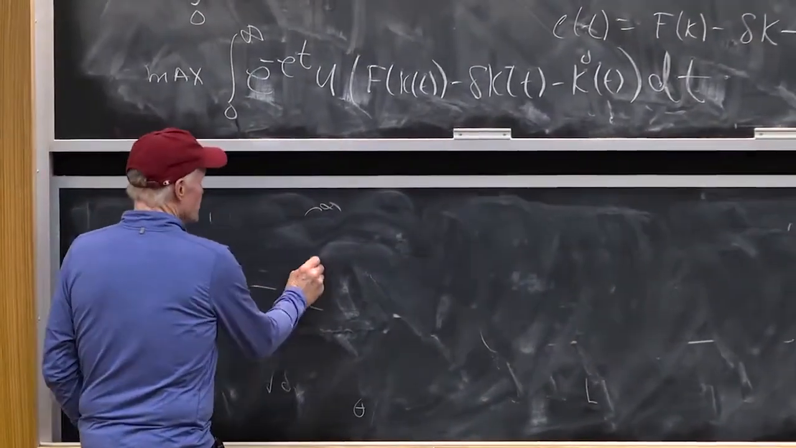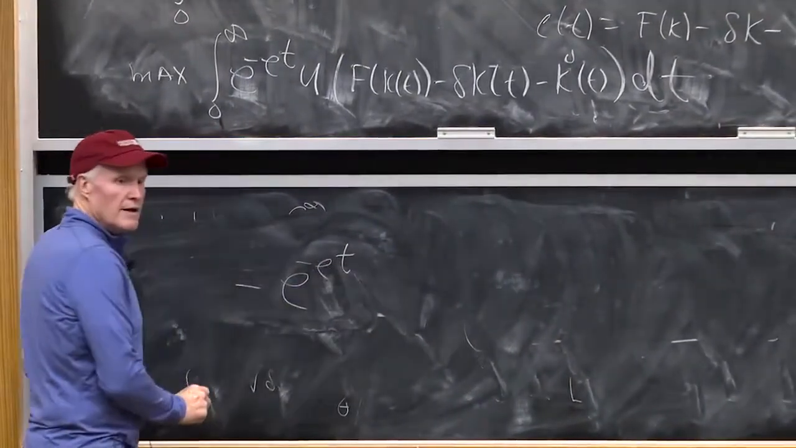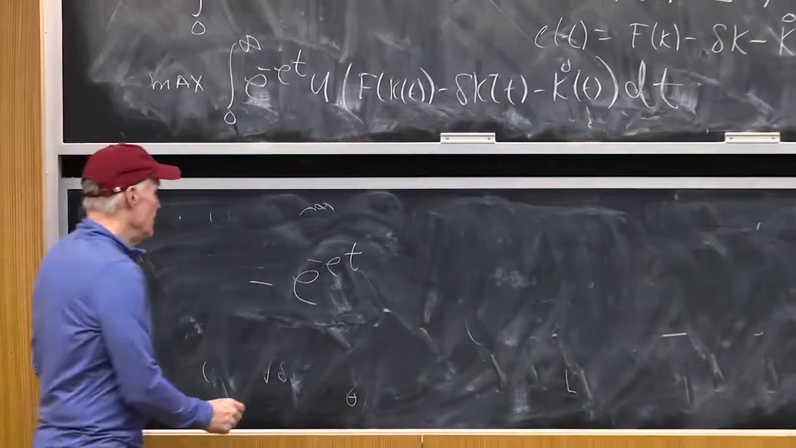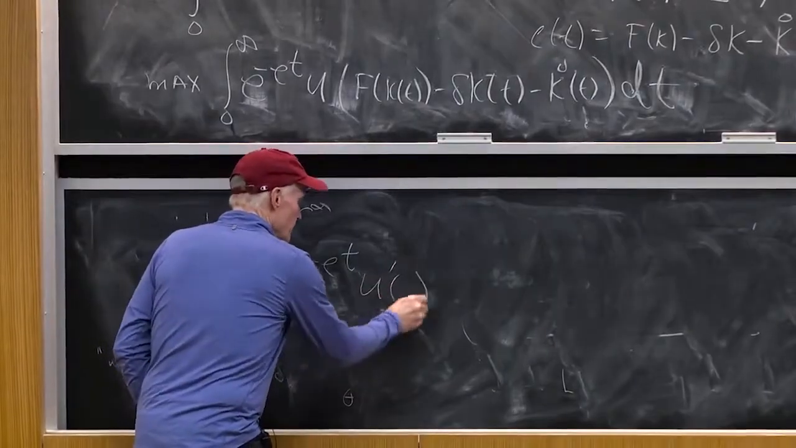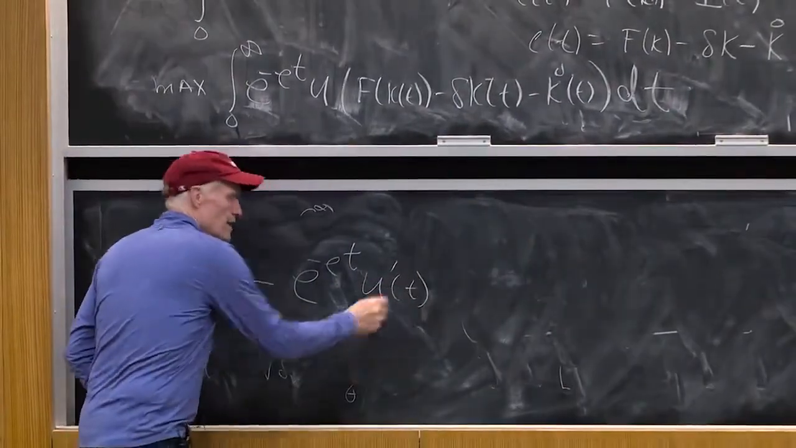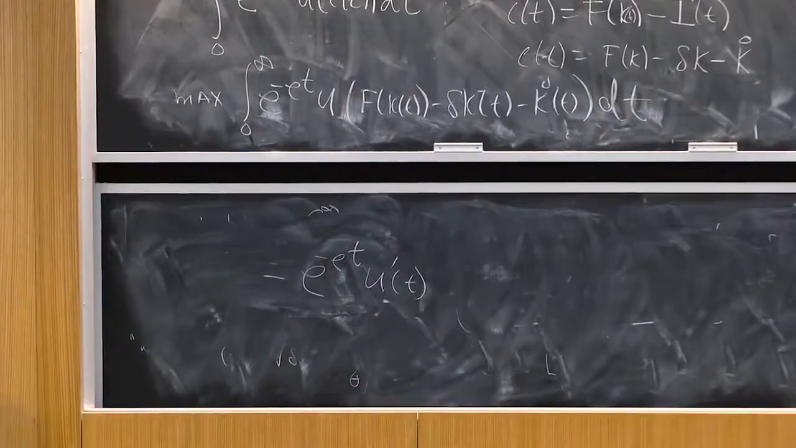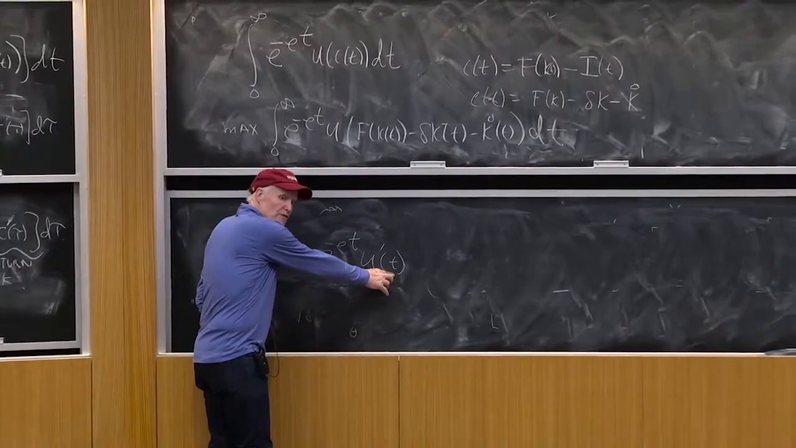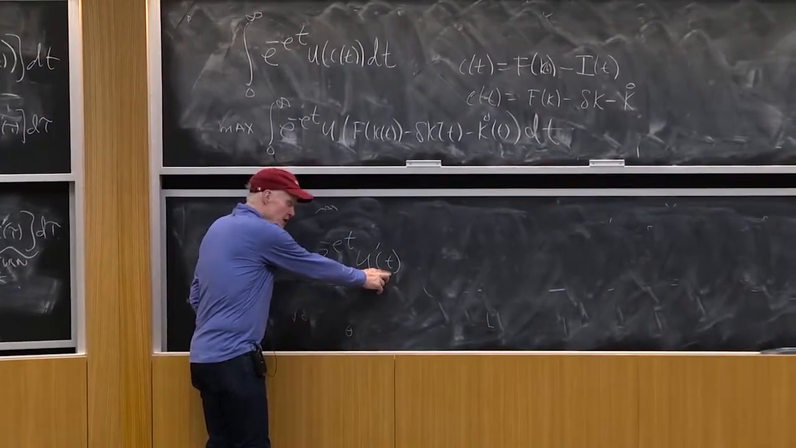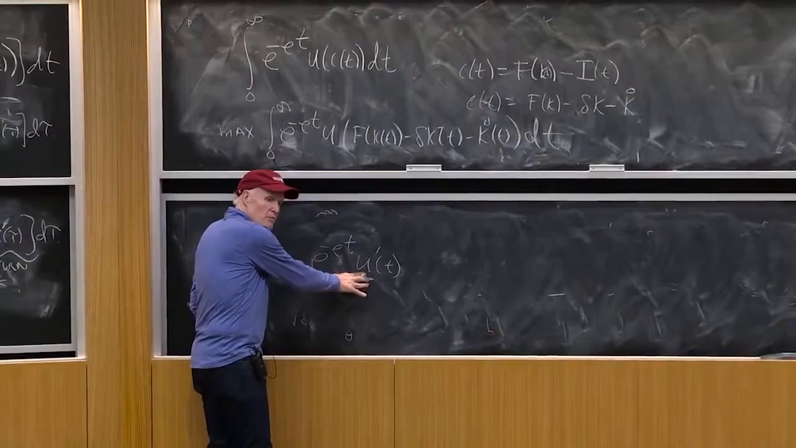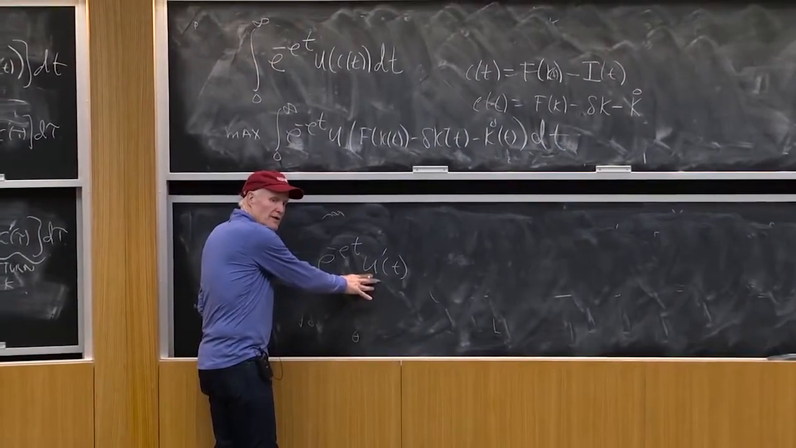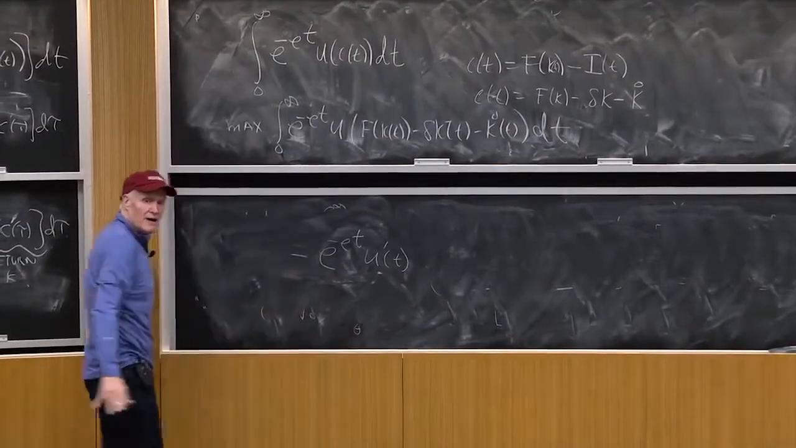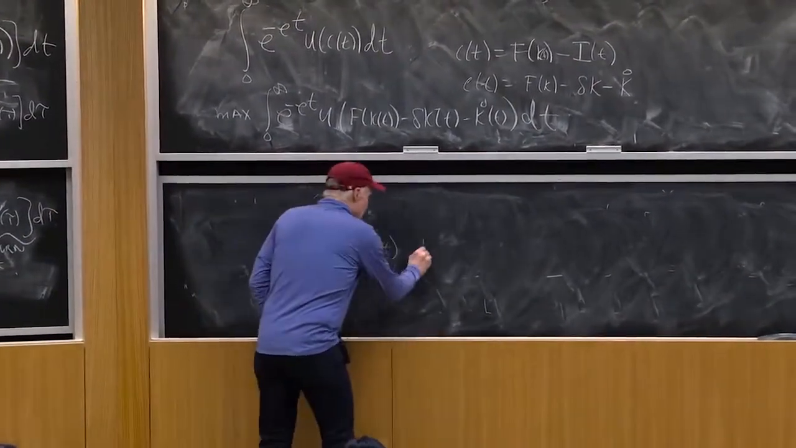Minus e to the minus rho t. What's the cost of increasing investment today? U prime of t. Everybody agrees with that? That is, I give up a unit of consumption, which is worth u prime. That's how much utility I would have gotten today from that unit of consumption. That's the cost of creating another unit of capital. Right? The cost of investment is pretty clear. Foregone consumption. That's what I gave up. And then what do I gain?